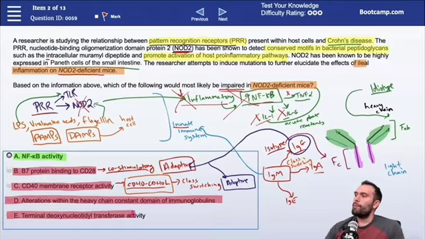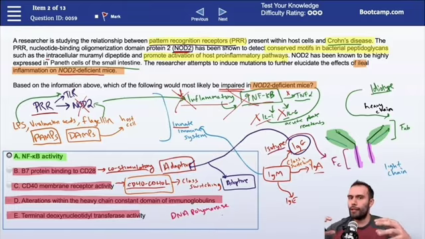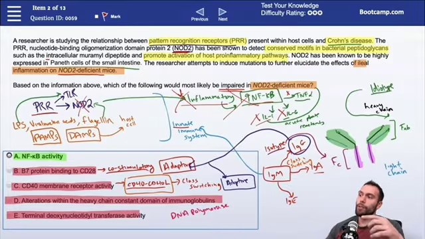Now the last option, terminal deoxynucleotidyl transferase activity. You do have to know a little bit about this, but not a ton of details. It's a DNA polymerase that randomly adds nucleotides to immature T and B cells. You sometimes think about this together with the RAG1 and RAG2 genes, which are recombinase genes that allow for VDJ recombination to create this hypervariable region, making all different forms of idiotypes. Now, this process is not directly related in any way to the pattern recognition receptor we're talking about, so it's clearly not the best answer.